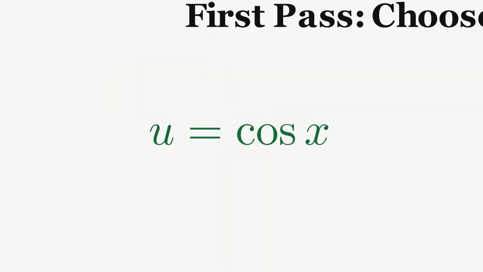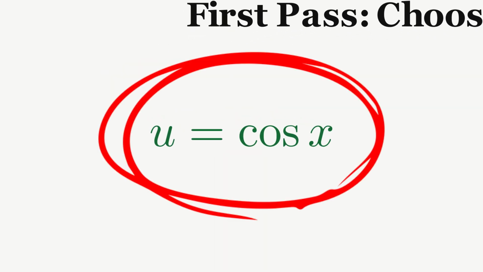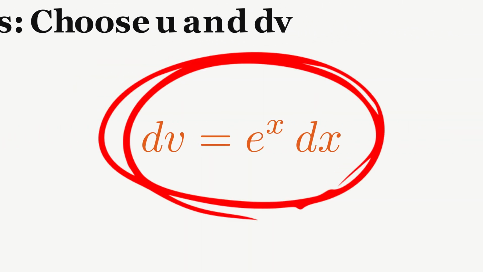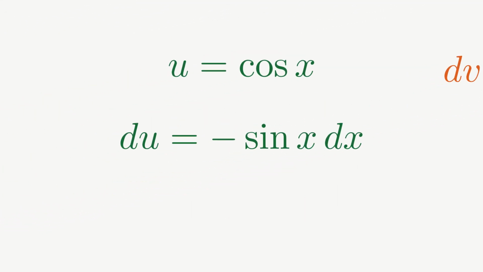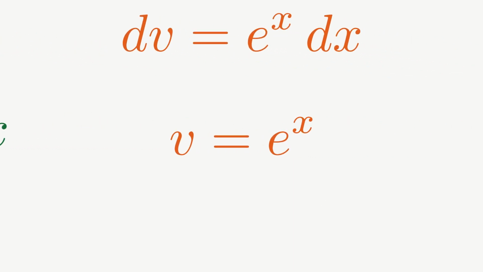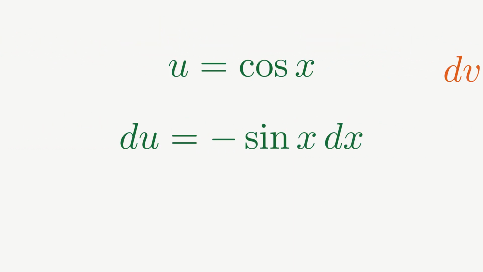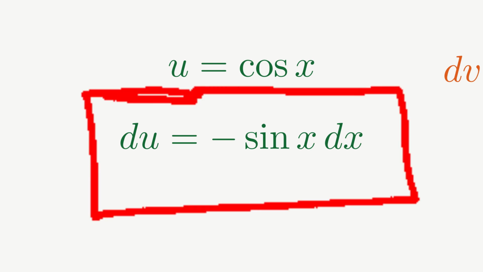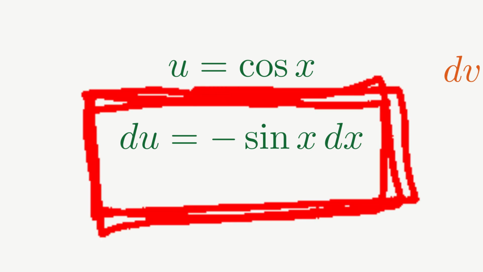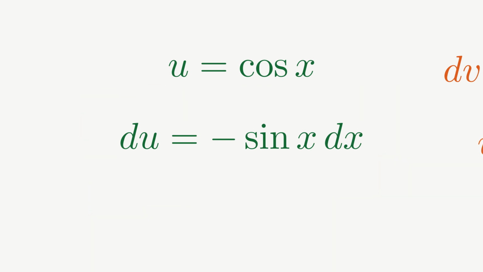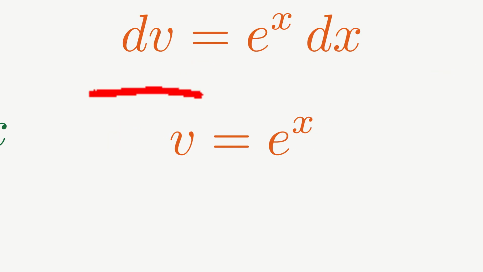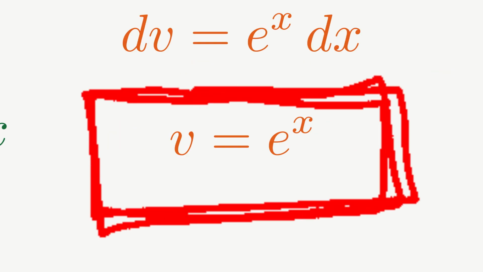Let u equal cosine x. Differentiating cosine x makes it simpler. Now let dv equal e to the power x with respect to x. This is convenient because the exponential function is easy to integrate. Next, let's find du and v. The derivative of cosine x is negative sine x. So, du equals negative sine x with respect to x. The integral of e to the power x is simply e to the power x.